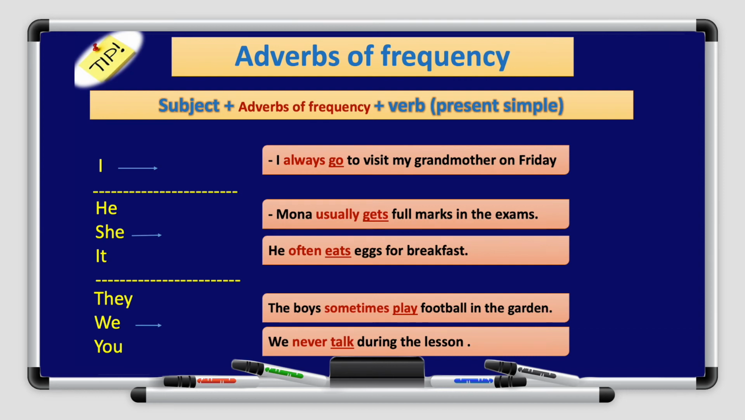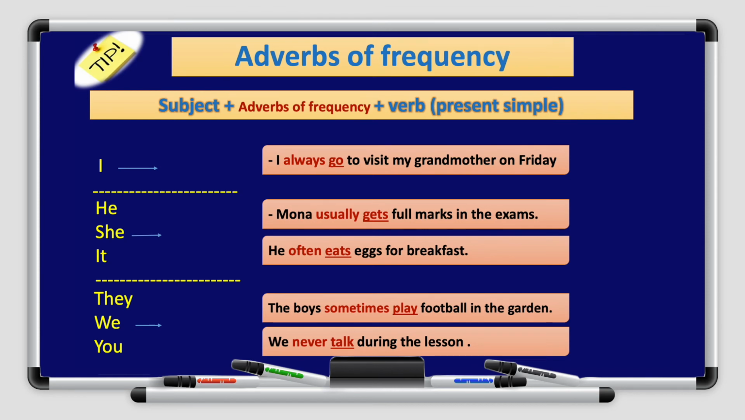What subjects can we use? We can use I, he, she, it, they, we, you. Let's read some examples. I always go to visit my grandmother on Friday. Muna usually gets full marks in the exams. He often eats eggs for breakfast. The boys sometimes play football in the garden. We never talk during the lesson.